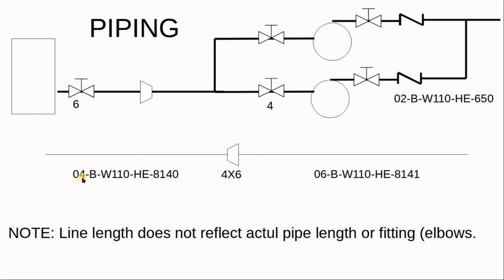04 maybe means it's a 4-inch. B maybe 300 pound. If it is A, it's a 150 pound line. W maybe water. The reason they give the W110 or the type of the fluid, when you select the pipe, you look at this thing and you go into a table, a specific table says for water, use this type of material. If it's seawater, use this type of material.